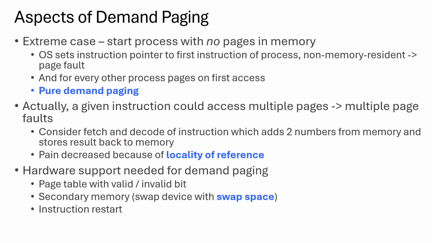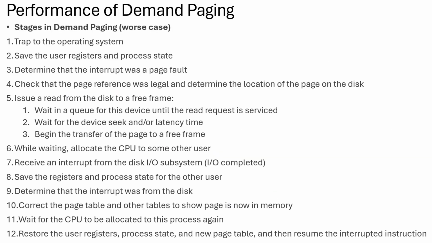Then the demand paging aspects. In the extreme case, start a process with no pages in memory. Initially no pages are available, so a page fault occurs. Then the OS sets the instruction pointer to the first instruction of the process, which is non-memory resident, causing a page fault. And for every other process page on first access, this is called pure demand paging. It is also based on locality of reference. Then the performance of demand paging.